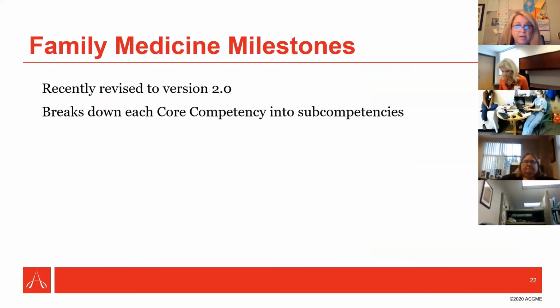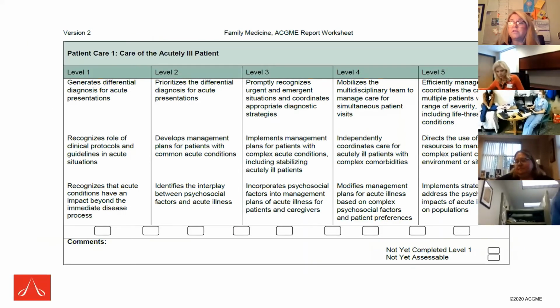All right, family medicine milestones, same as the rest of them. They went up to version 2.0, and again, they break down each one of those core competencies into sub-competencies. So looking at the first core competency, patient care, this is the first sub-competency, care of the acutely ill patient. They want to know not only how well you take care of patients, but let's break that down. Let's take a look at how well you take care of someone who's acutely ill. So a level 1 would be that you can get a good differential diagnosis, you understand the role of clinical protocols and guidelines, and you realize acute conditions have an impact beyond the immediate disease process.